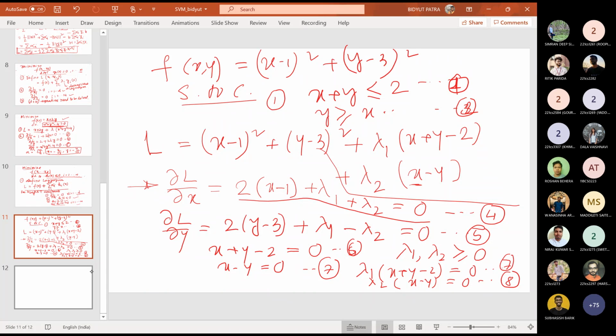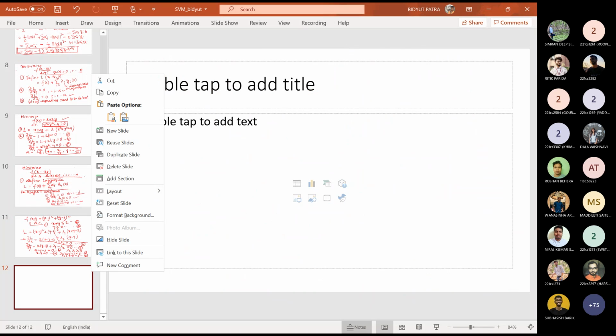Now we move back to our problem here. Yeah, where is the layout? Skip it.